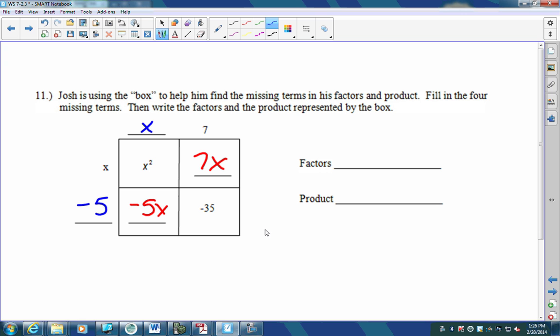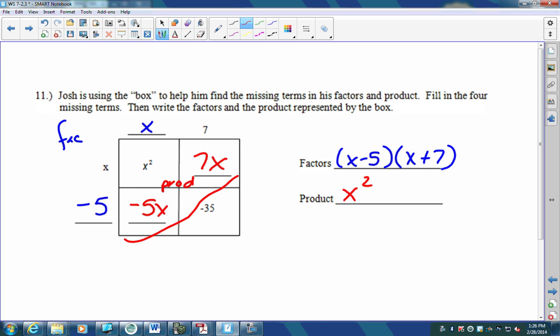The question that people asked me was, which is the factors and which is the product? Remember, factors are what's on the outside. So I've got x minus 5 times x plus 7. My product is what's on the inside. So that's x squared. Put these two together. You have to add them. Plus 2x minus 35.